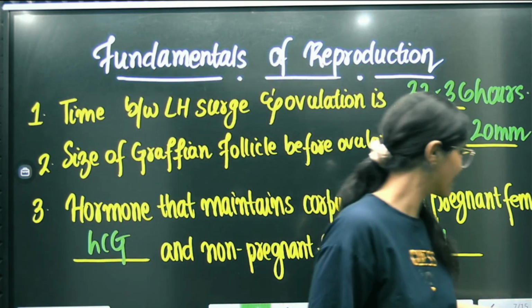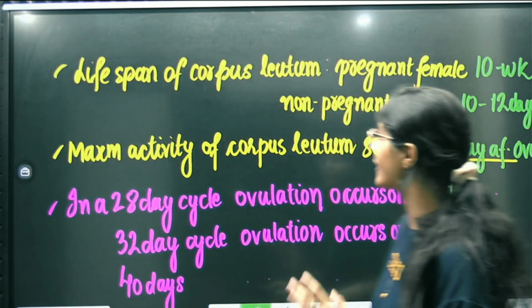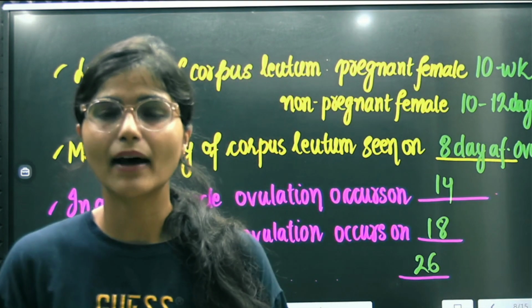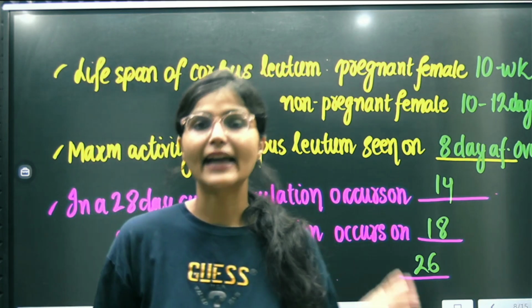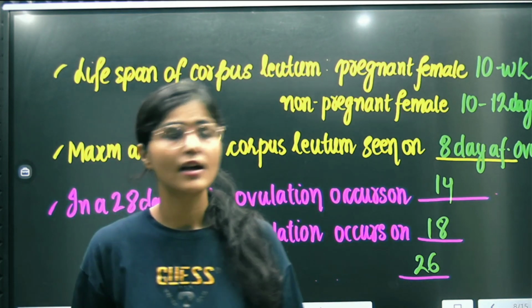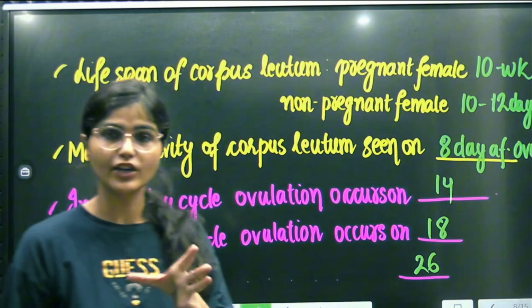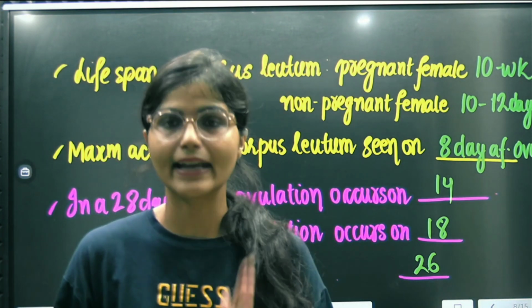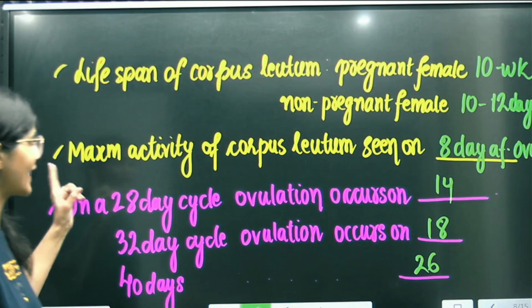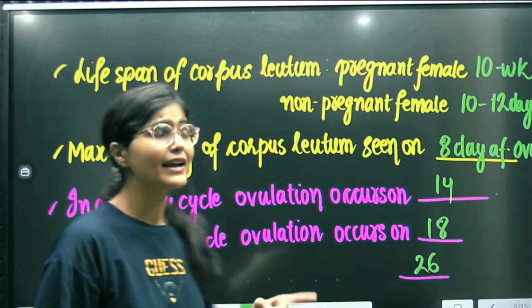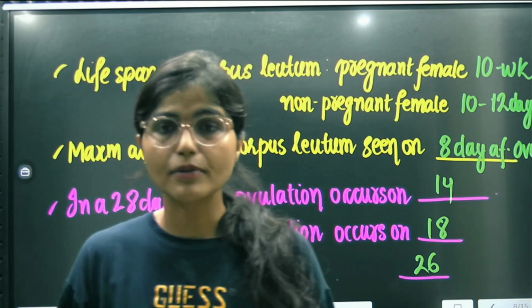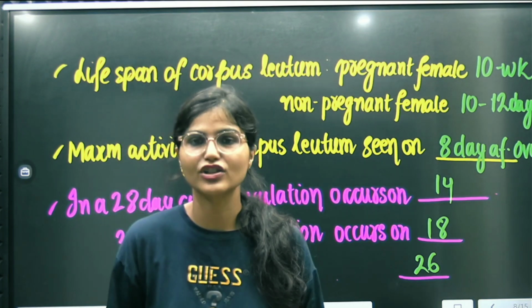The next is the lifespan of the corpus luteum. In a pregnant female it is some 10 to 12 weeks, but in a non-pregnant female the lifespan of the corpus luteum is just 10 to 12 days, right? The maximum activity of the corpus luteum is seen 8 days after ovulation. The maximum activity of the corpus luteum is seen then, right?